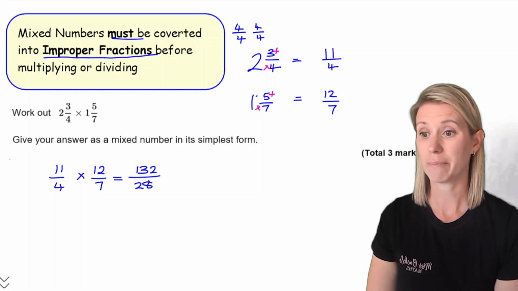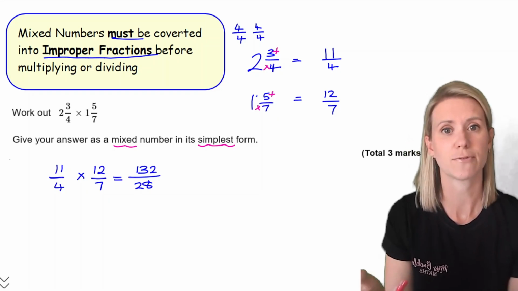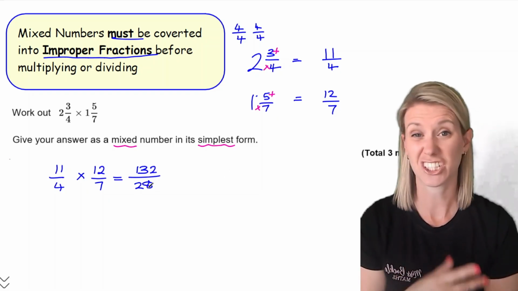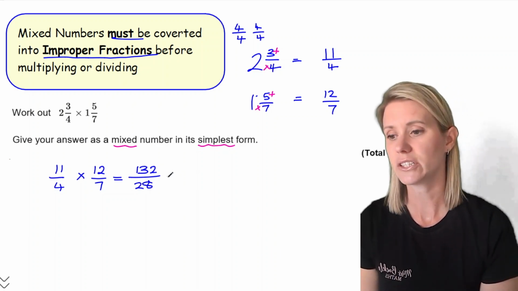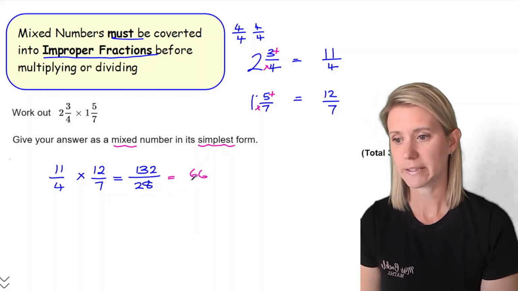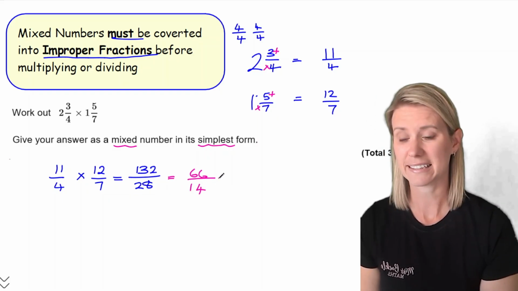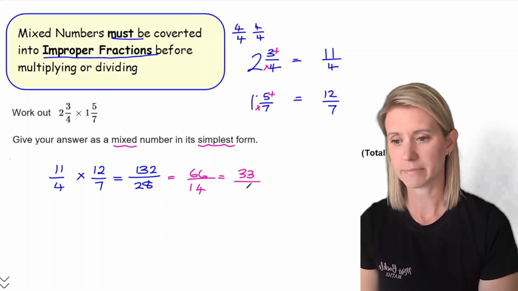Okay, now we can put it in its simplest form and a mixed number. I'm going to start with the simplest form aspect first because then I find it easier to convert. When I have two even numbers, I just automatically divide them by 2. So 132 divided by 2 is going to be 66, and 28 divided by 2 is going to be 14. Even again, let's halve them. 66 becomes 33. 14 becomes 7.